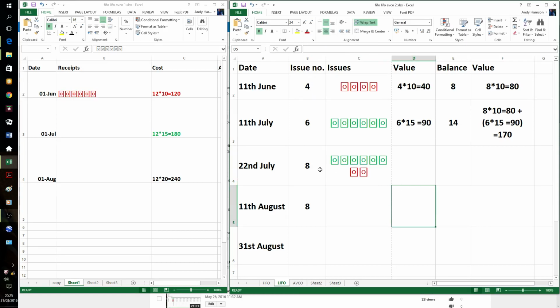So on the 22nd of July we've issued our latest. We've only got 6 to issue, so we've had to go back to the older batch. So the value then will be 6 times 15 equals 90 plus 2 times 10 equals 20, and that means a total, for the issue on the 22nd of July, of 110.